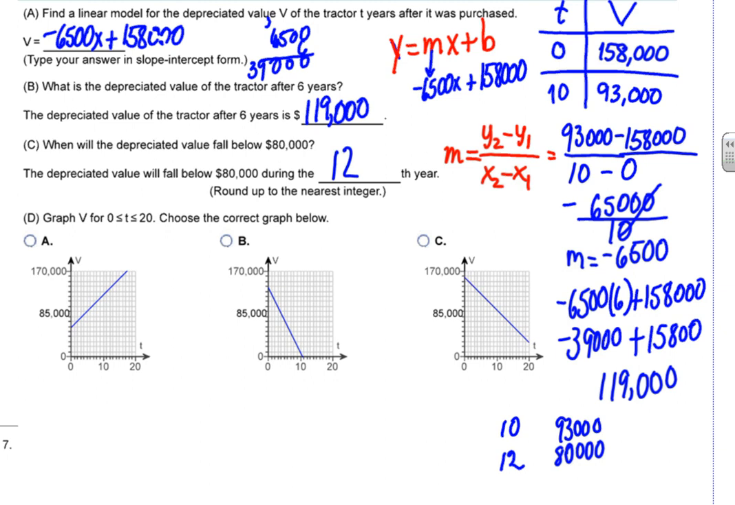Now let's look at the points that we have so we can choose between A, B, and C. So we want to make sure we're at 0 and somewhere close to 158,000. And when we look at 10, we should be around 93. That one looks good. At 12, around 80. 10, 11, 12. So it appears that C would be the correct answer.